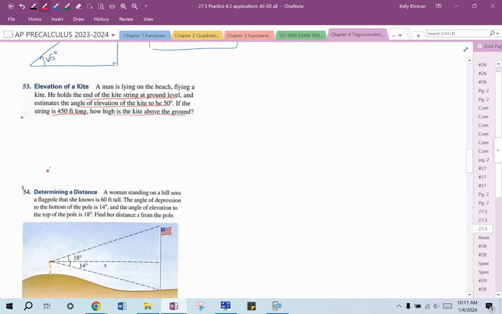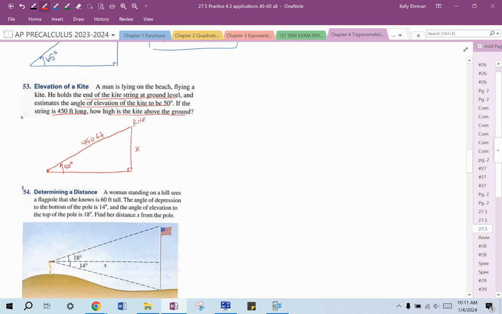So, interesting scenario here. So, we've got this guy on the beach here. We know the string of the kite would be the hypotenuse, so that's 450 feet long. The angle of elevation is about 50 degrees. How high is the kite above the ground would be this vertical distance. This is the kite up here.